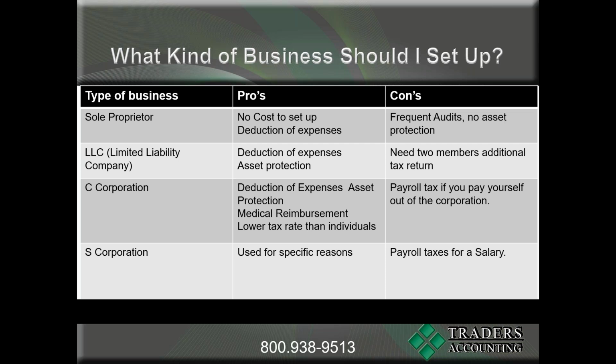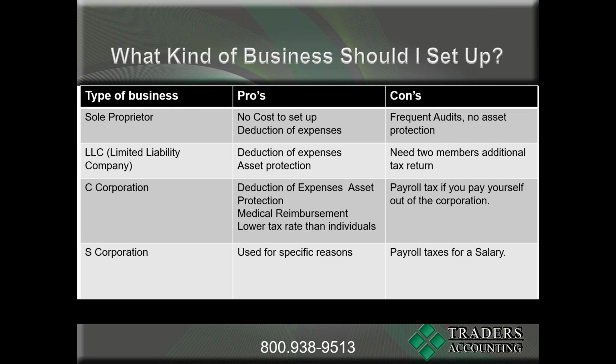C corporation, generally this is for higher earners or someone that has a lot of medical reimbursement that they need to do. But generally C corporations, we use them for higher earners. What is that number? It really depends. You can give us a call and we can talk to you about it. We don't use them for everybody, but there's some people that they use for.